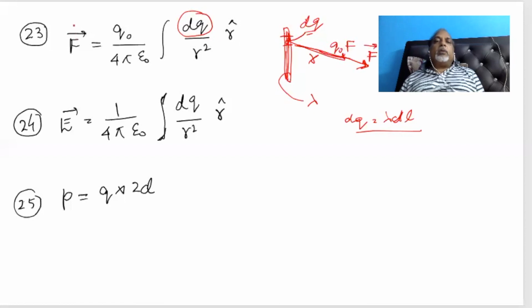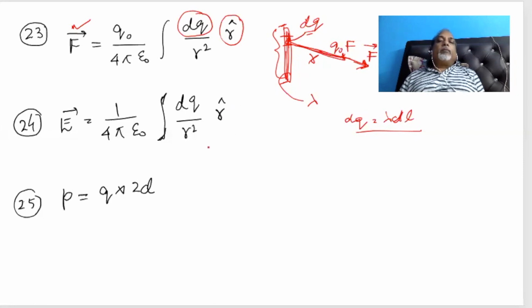And this is the same force. R is the distance from this segment, and this is a unit vector in the direction of R to find out the direction of the force. Correct? You understood? And if we integrate this dq from this point to this point, we can find out the total force here due to this line length charge.